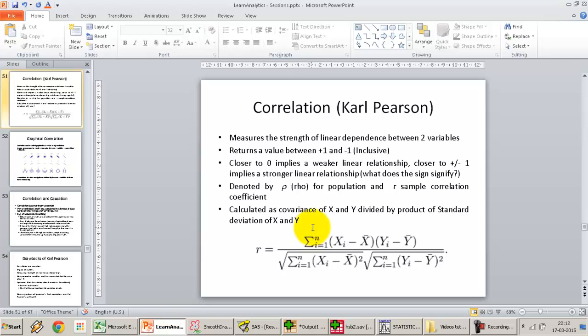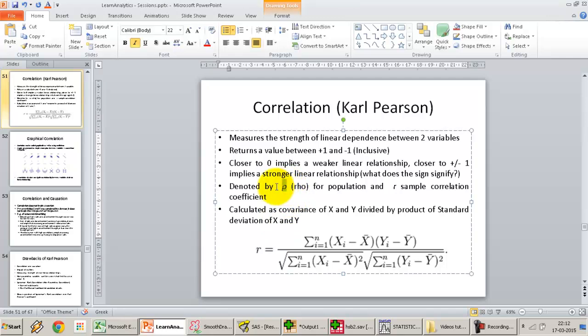The correlation formula is nothing but the covariance of x and y. For the two variables for which we want to calculate the correlation, we simply take the covariance of x and y and divide it by the product of the standard deviations of x and y, and that will give us the correlation coefficient, which is given by rho. This is known as rho for the population. If we are working with samples, we call it small r. Since we are almost always working with samples, we call it the sample correlation coefficient, or small r.